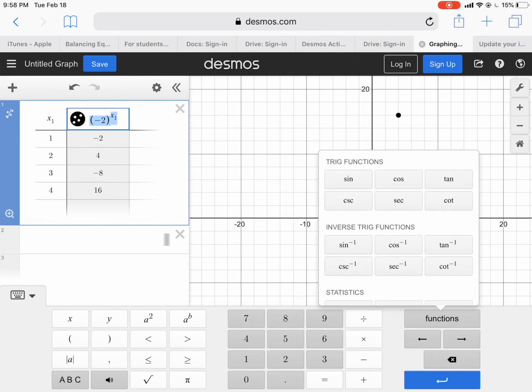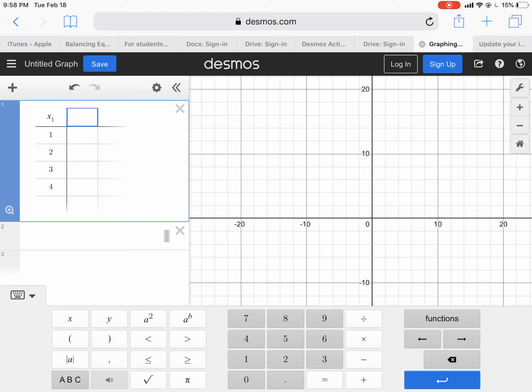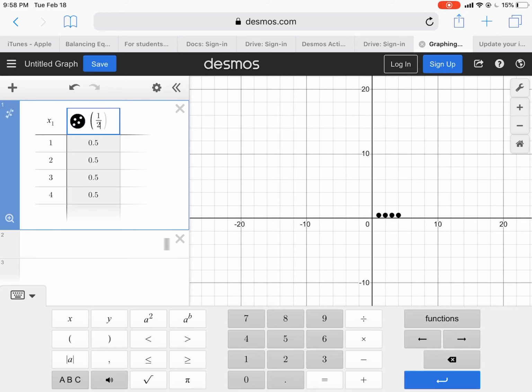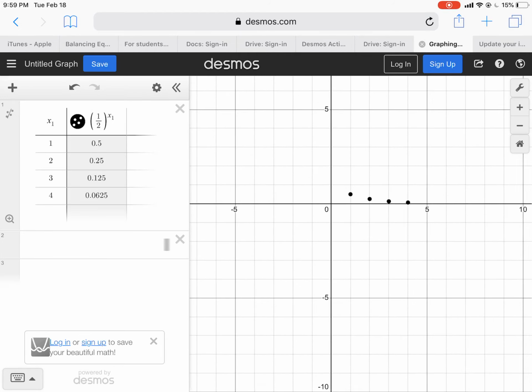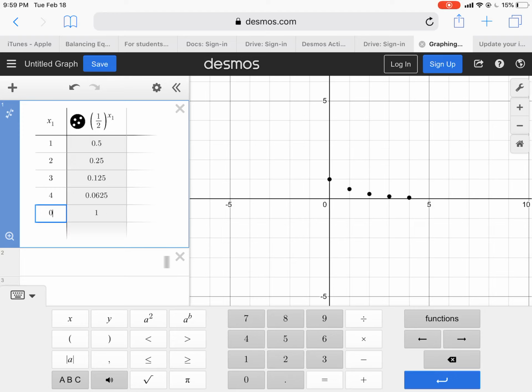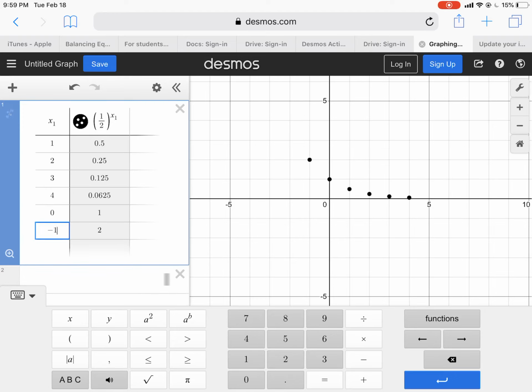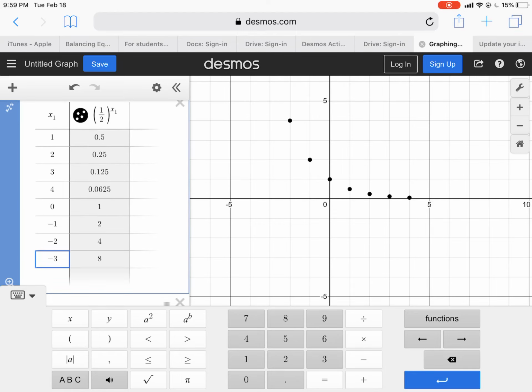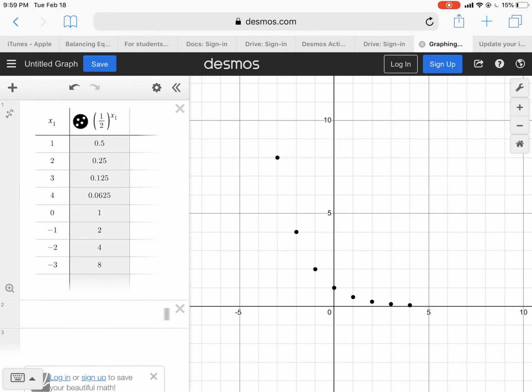Now let's look at what happens when I change that to 1/2. I'm going to do 1/2 to the x power. Again, I need to put in 1 so that it knows that. Now let's just put some numbers in. I'm going to back up and get 0 in, and let's get a -1, a -2, and a -3. So this is called, guys, an exponential decay, because it's going down.